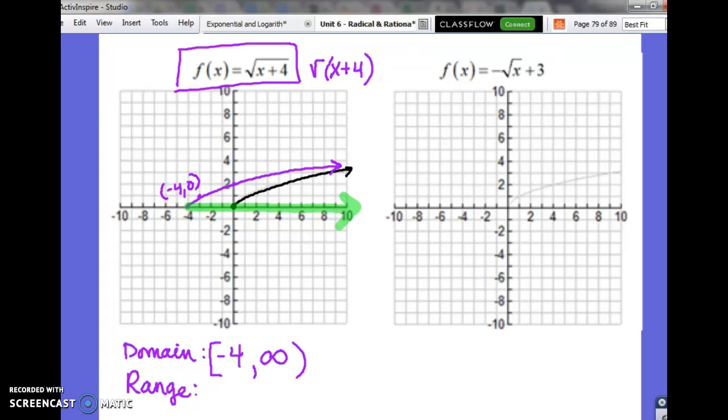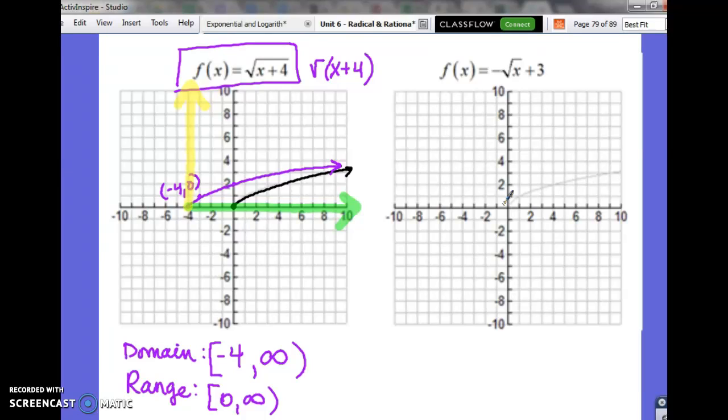When you talk about range, you're talking about y values. Again, our y values start at 0, and they rise forever, although slowly, but they do rise forever. So our range for this example is going to be the same as the range for our original parent function, because the y values didn't change. It was just slid to the left, but it was not slid up or down at all. So my range will be 0 to infinity. Again, 0 because that point is actually on the graph. You can find it in your table.